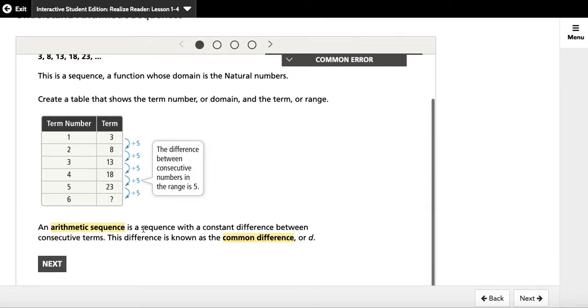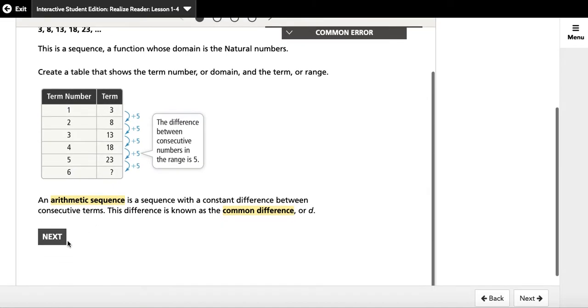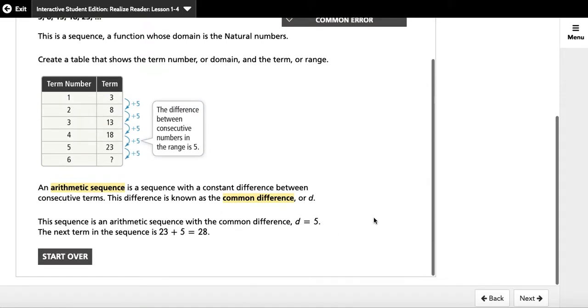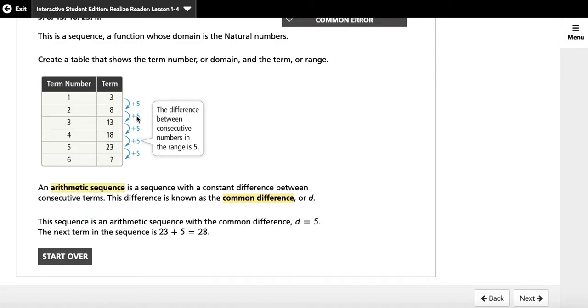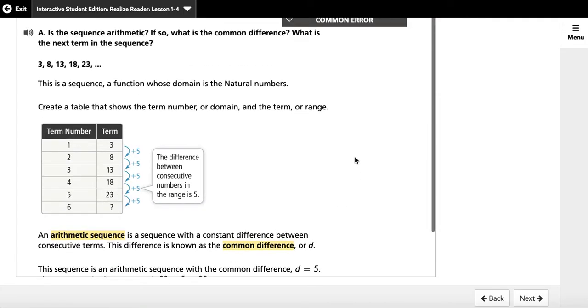An arithmetic sequence is a sequence with a constant difference between the consecutive terms. This difference is known as the common difference. So positive 5 is the common difference. Since we know it's going up by 5 every time, we can find the next term by just adding 5 to the last term that we knew about, 23. 23 plus 5 is 28.